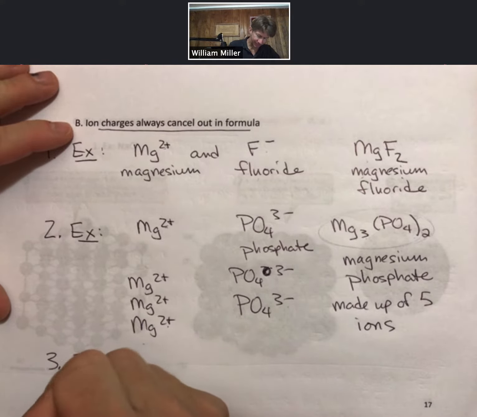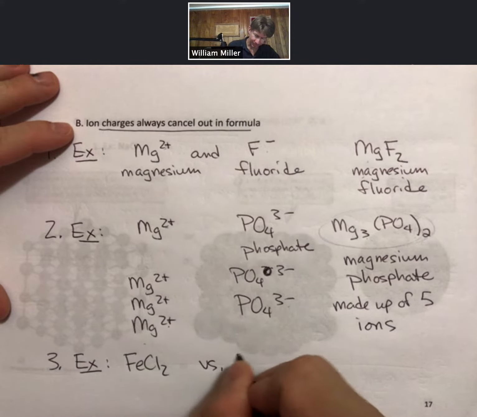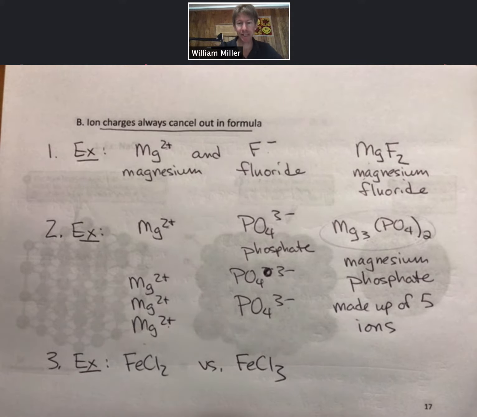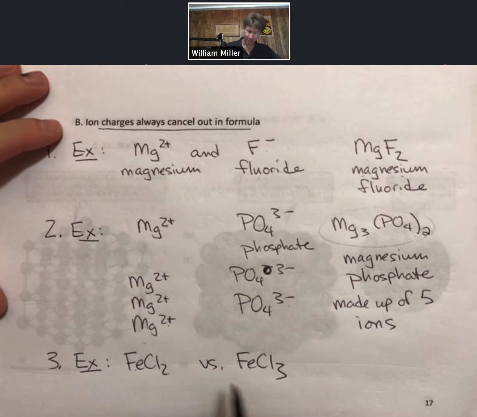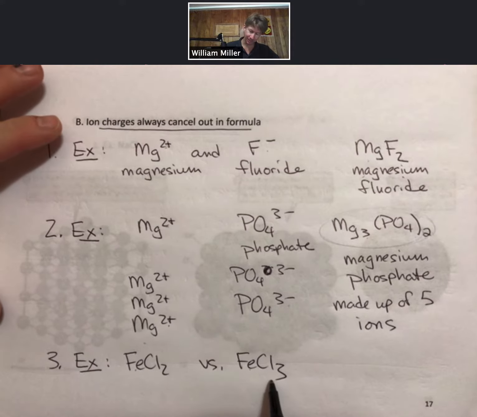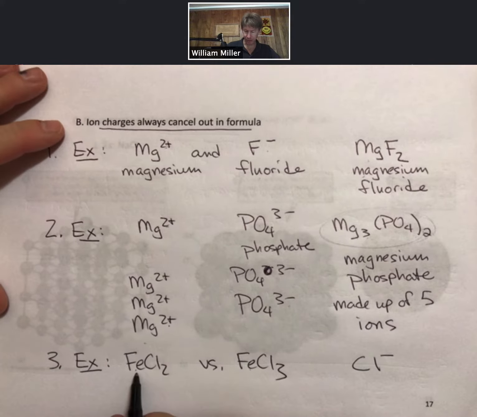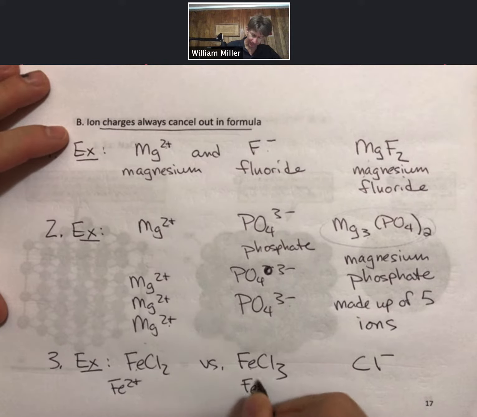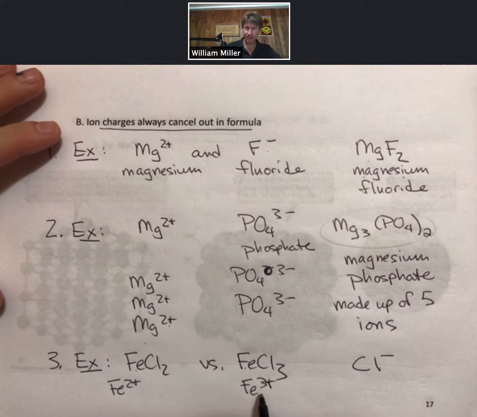3. This time, we're going to look at FeCl2 versus FeCl3. The point being that iron can have 2 possible charges. And if you know the charge on the chloride ion, Cl is Cl minus, then we know that this one has to be Fe2 plus. And the iron here must be iron 3 plus.